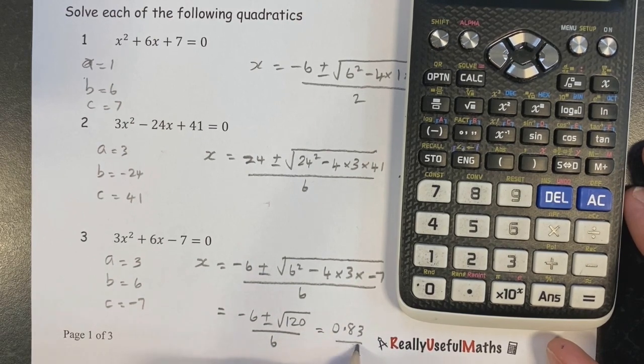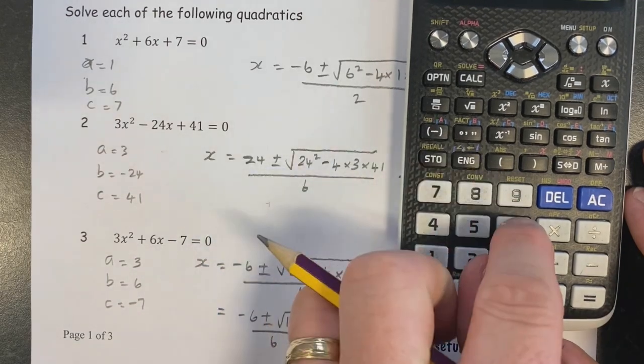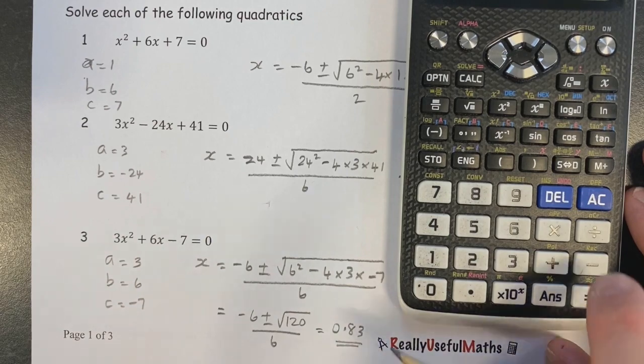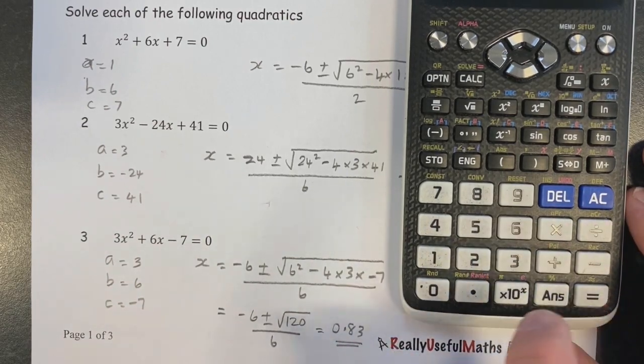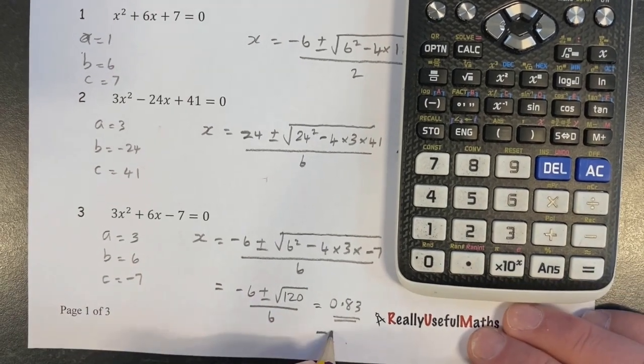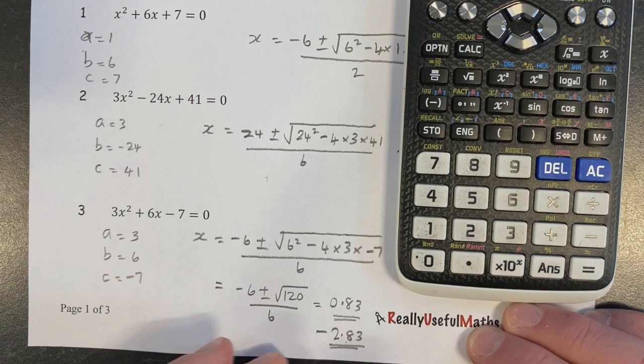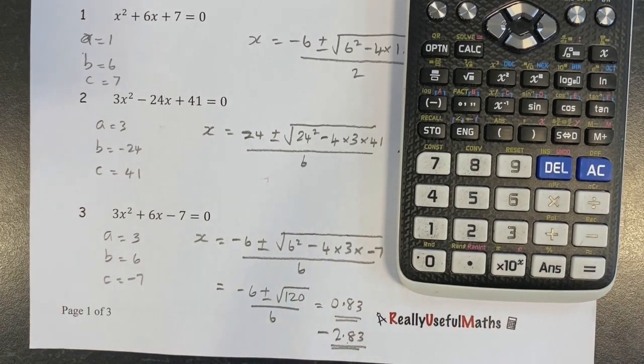0.83 to 2 decimal places. Repeat it, but with the minus, so minus 6, take the square root of 120, divided by 6 equals minus 2.83 to 2 decimal places. And that is how you solve a quadratic using the formula.